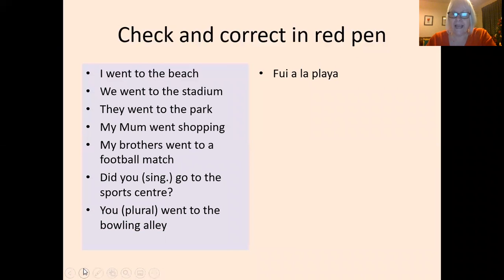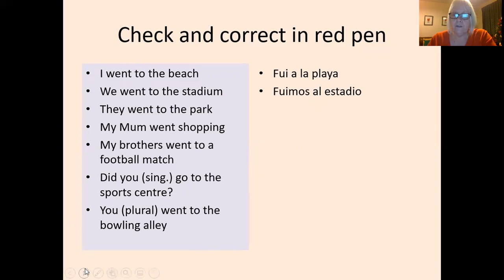Número dos, we went to the stadium. You should have fuimos al estadio. So just remember that you've got this al, there we go, which is a plus l, because el estadio is masculine. So a plus l makes al, fuimos al estadio.